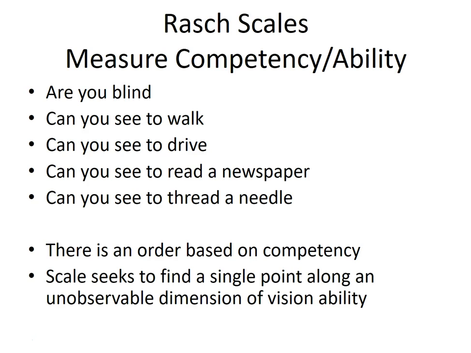There is an order to these based on competency, and the scale seeks to find a single point along an unobservable dimension. So if you can drive, then you can probably do the tasks below that, say walk. But if you can't read a newspaper, but you can drive, then that's where you are. If you can read a newspaper but not thread a needle, then you're at that point in the order. Generally, if you can read a newspaper, you can drive and walk. And if you can thread a needle, you can do all those below it.